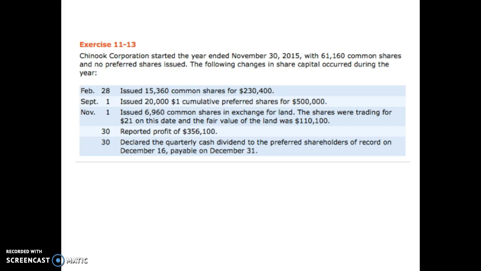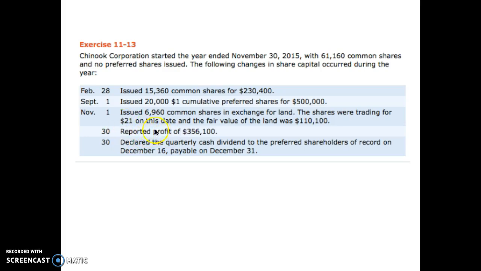So here we are. I've got my numbers for exercise 1113. I have Chinook Corporation, which started its year on December 1st and ended on November 30th. They started the year with 61,000 common shares and no preferred shares outstanding. And they had the following changes in their share capital. They issued some common shares in February, they issued some preferred shares in September, and they issued shares in exchange for some land on November 1st.